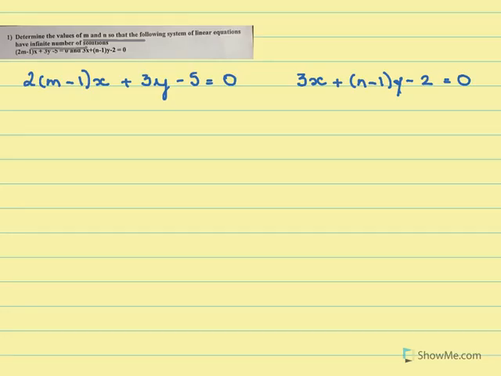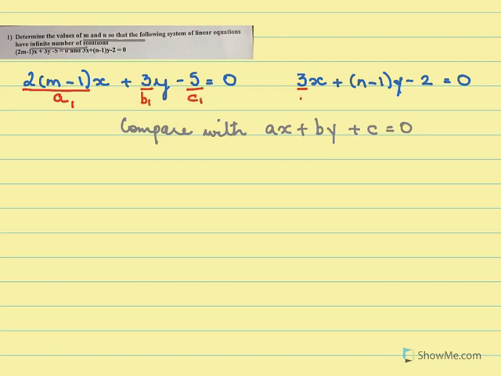Determine the values of m and n so that the following pair of linear equations have infinite solutions. Now these are my two equations, and when I compare them with the standard equation, that is ax plus by plus c equal to 0, we see that this is a1, this will be b1 and c1, a2, coefficient of y, b2 and minus 2, c2. Let's put in the values.